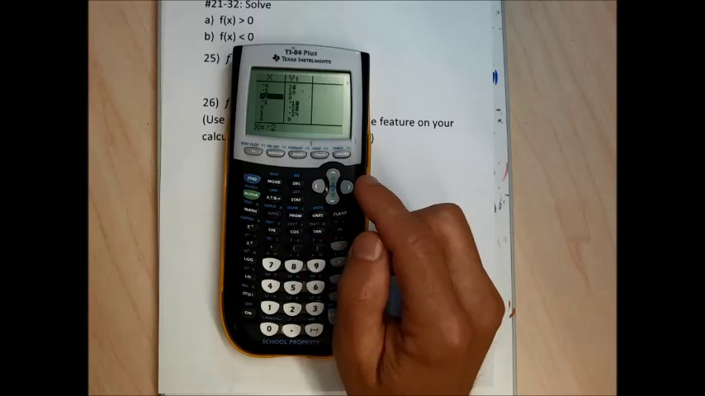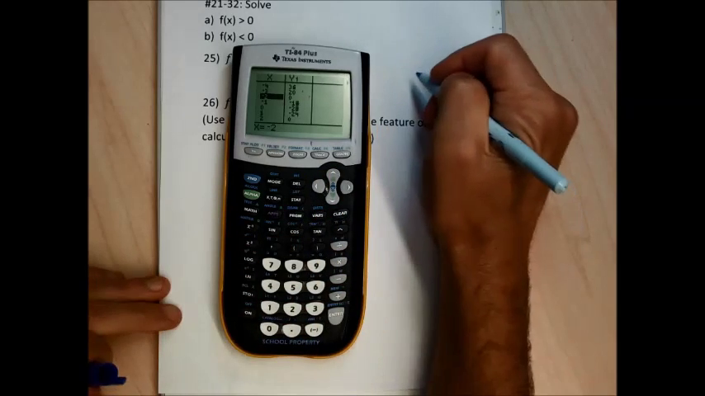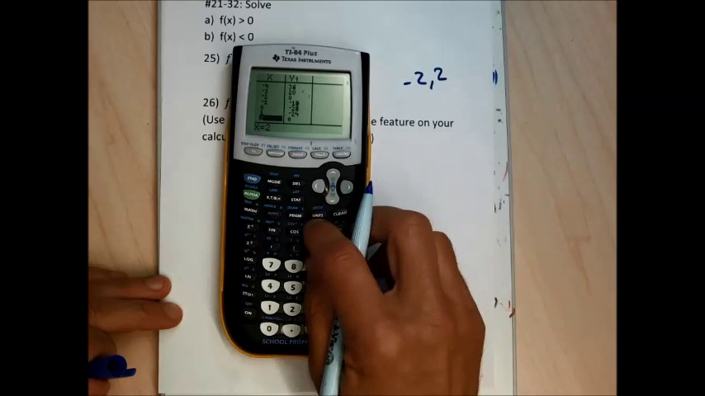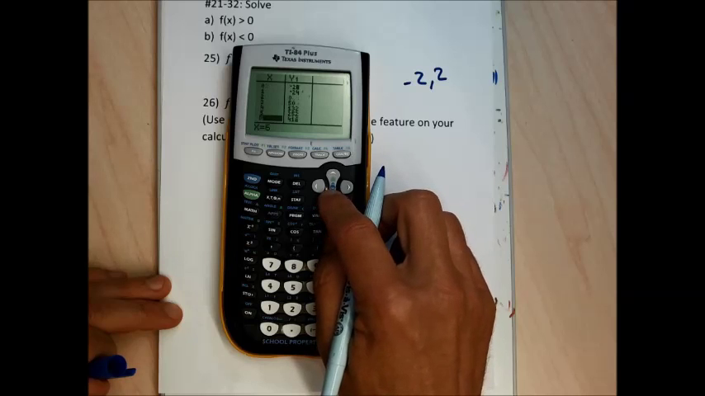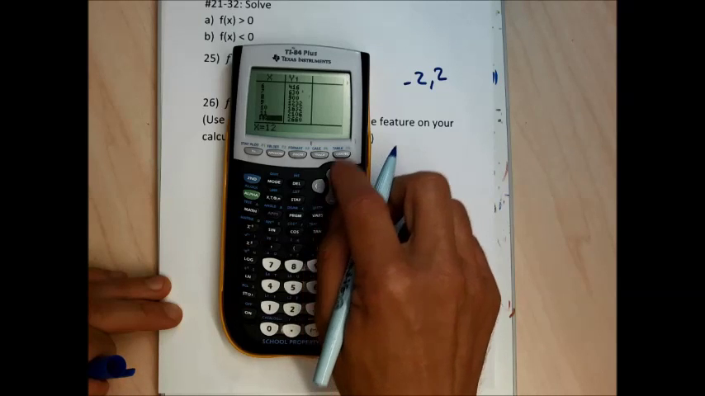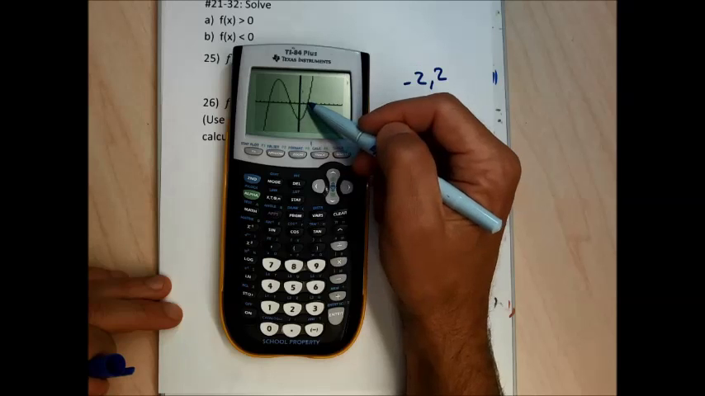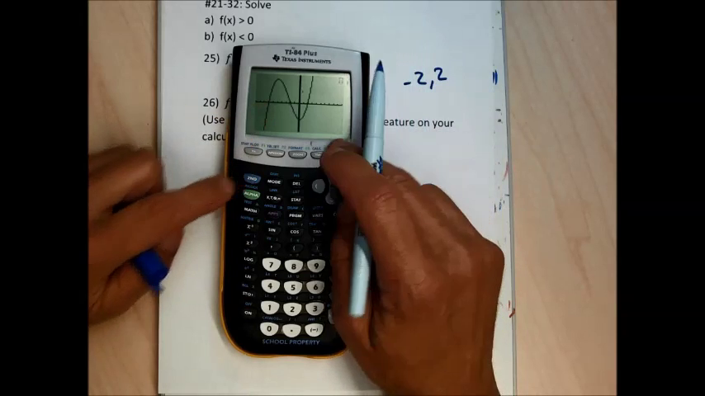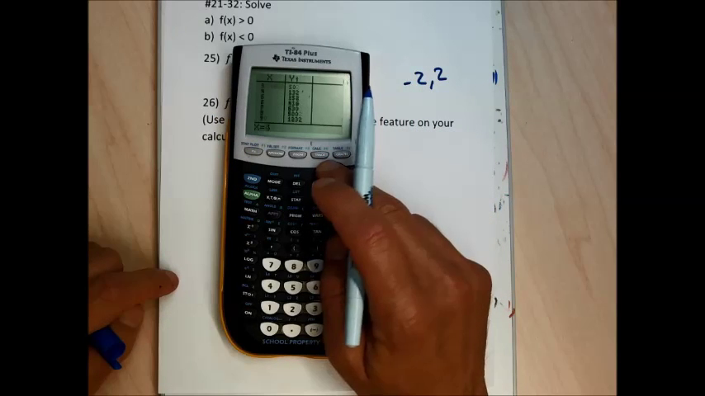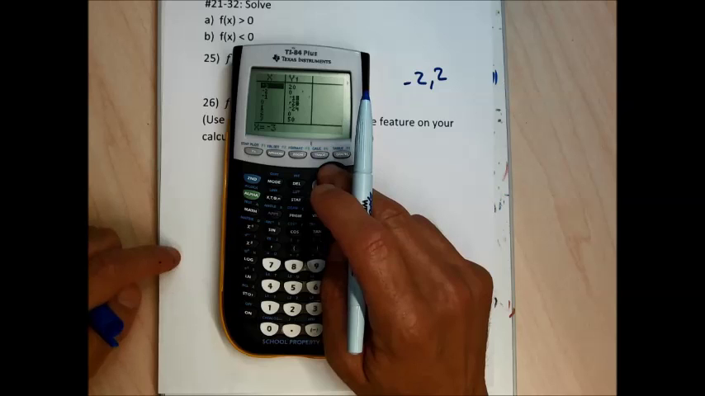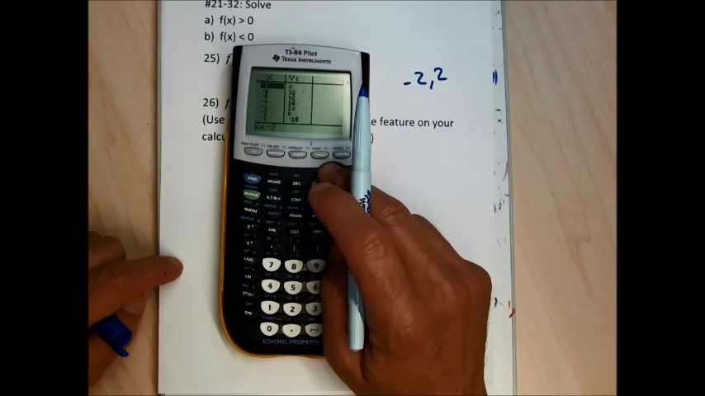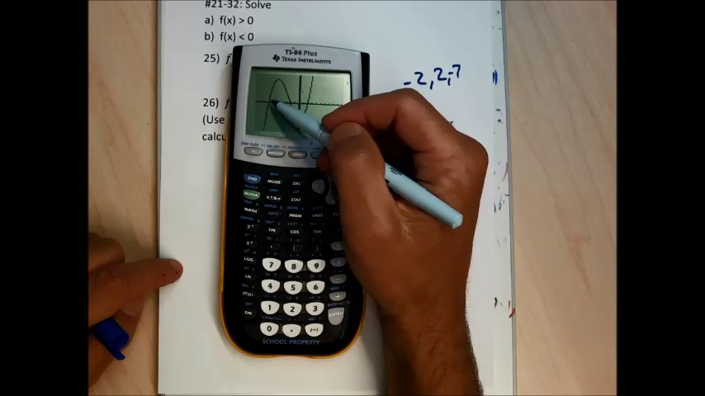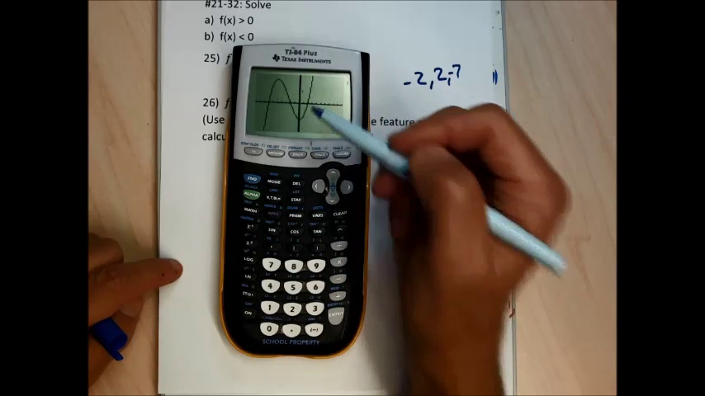So one of the x-intercepts is going to be negative 2. A second one of the x-intercepts is going to be positive 2. And the third x-intercept, well, I don't see it. Look at that graph. There's negative 2, there's positive 2. The other x-intercept is less than negative 2. Let me go back to my table and go back the other way. So there's my -2 and 2, and the one that I was missing is this -7. So the x-intercepts, if I look at the graph, are at -7, -2, and +2.